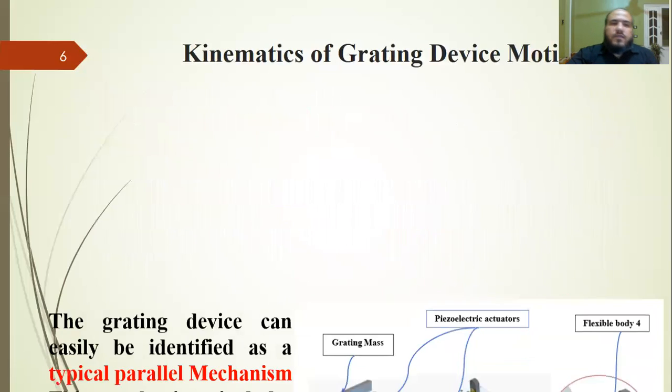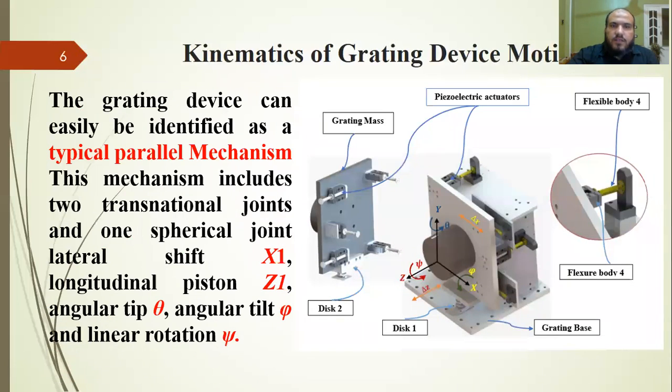Kinematics of grating device motion. The grating device can be easily defined as a typical parallel mechanism. This mechanism includes two translation joints and one spherical joint, and can make 5 degrees of freedom: move along the x-axis, move along the z-axis, and rotate about 3 axes with theta, phi, epsilon.